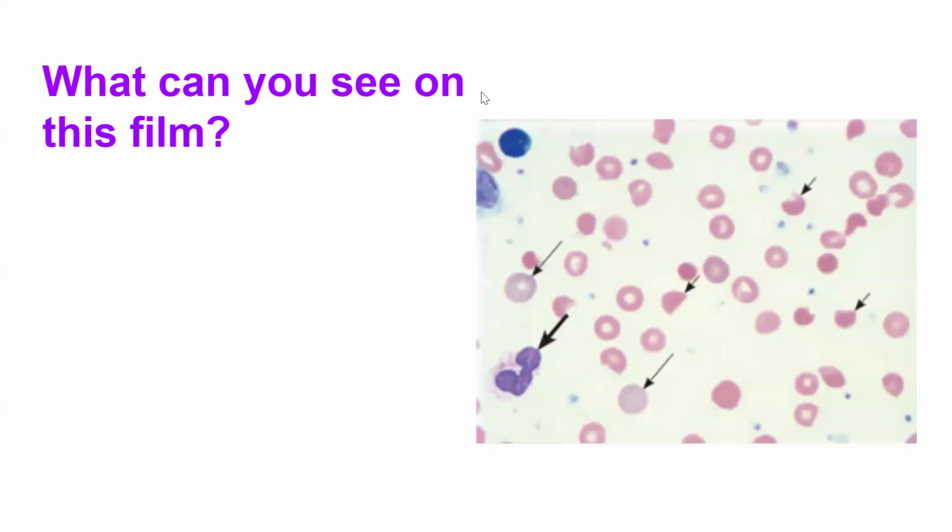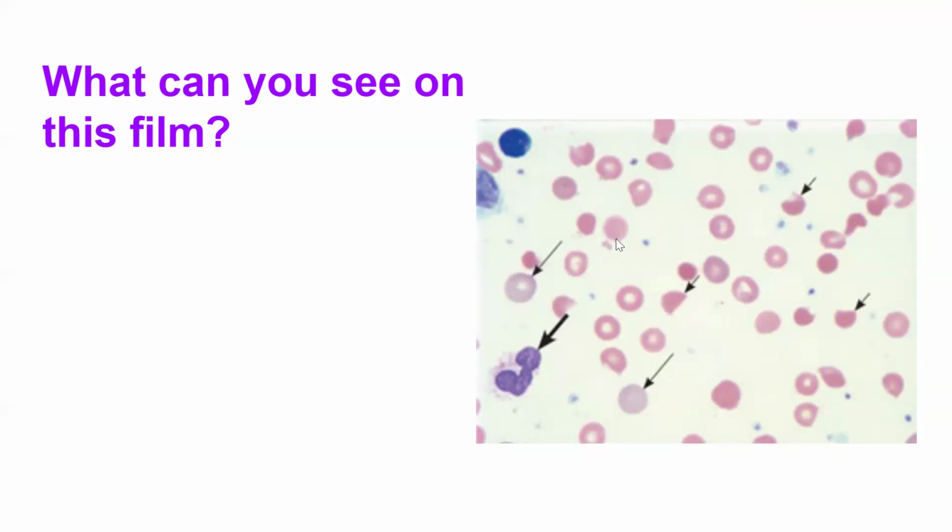Now, what can you tell me that you can see on this film? I think they're called helmet cells. Fantastic. Well done. So there's a very beautiful helmet cell or schistocyte there. And then this arrow is just pointing to a neutrophil, so you can ignore that. What does this big cell look like? Hyperchromia. Is it a reticulocyte? Yeah. Well done. That's amazing.